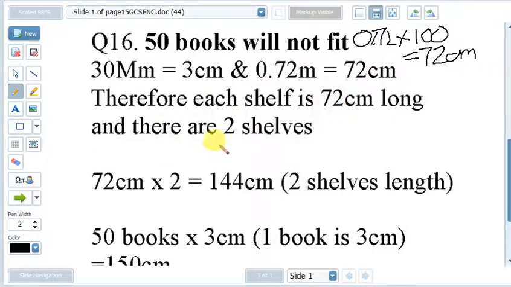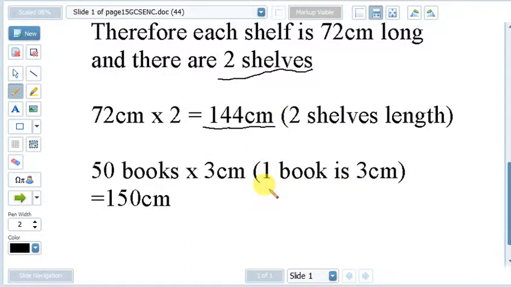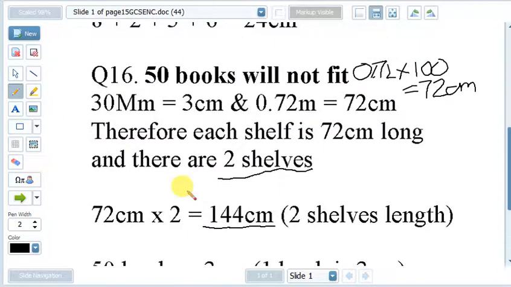Okay, so if there's 2 shelves of 72 centimetres long, you've got to times 72 by 2, which is 144 centimetres, and that's the total length of the 2 shelves. So now what we've got to do is to work out how long the 50 books will be. So 50 books times 3 centimetres, because one book is 3 centimetres thick. So 50 times 3, 5 times 3 is 15, add on the 0, so therefore the 50 books is 150 centimetres. So they would be overhanging by 6 centimetres, so the 50 books will not fit.